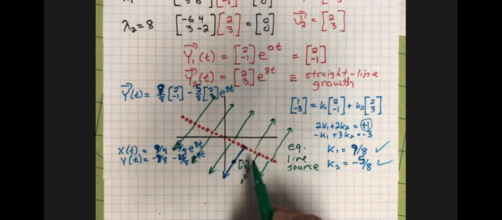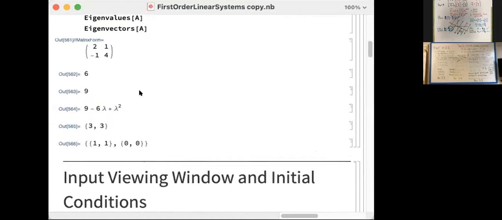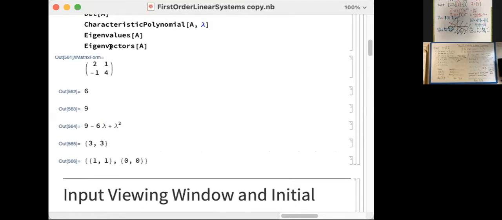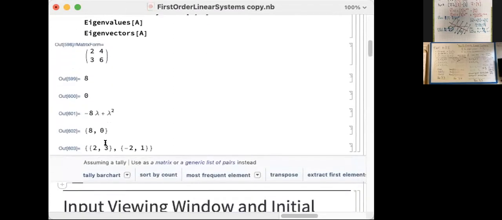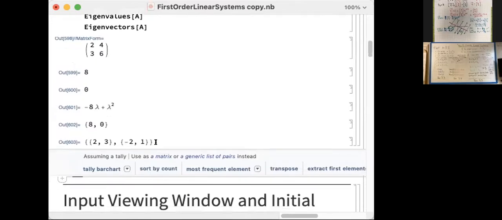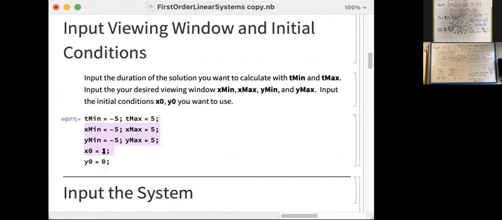And now let's see this confirmed in Mathematica. So this will be visually very nice. I will give you back to the Mathematica screen and feed this matrix. So this matrix was 2, 4, 3, 6. And there's all the confirmations, the 8, 0 and the 2, 3 and the 2, -1. Well, Mathematica chose -2, 1. It's okay, it's just a different starting point. Our initial condition was 1 and -3.